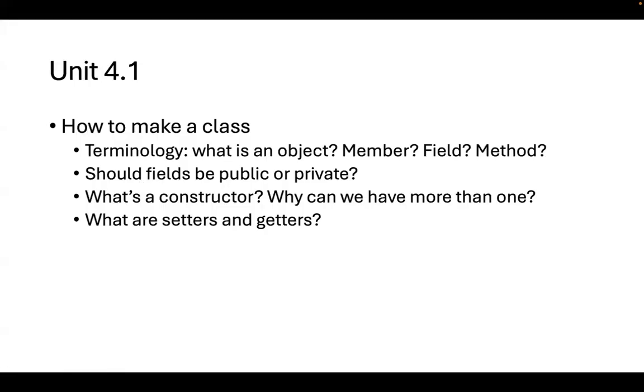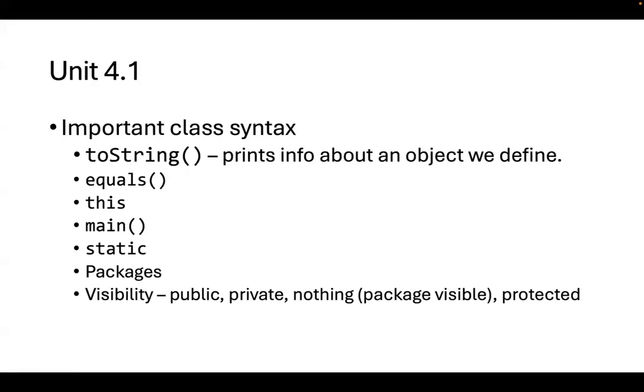So this is our blast from the past. We talked about important syntax. So like toString prints information about an object. We define what toString looks like. Talked about equals. We talked about this, how we refer to our current object. We talked about main. What's that method signature? Do we have it in a class or not?